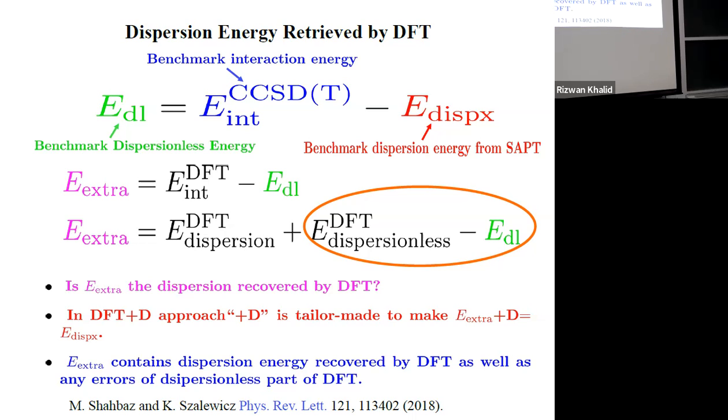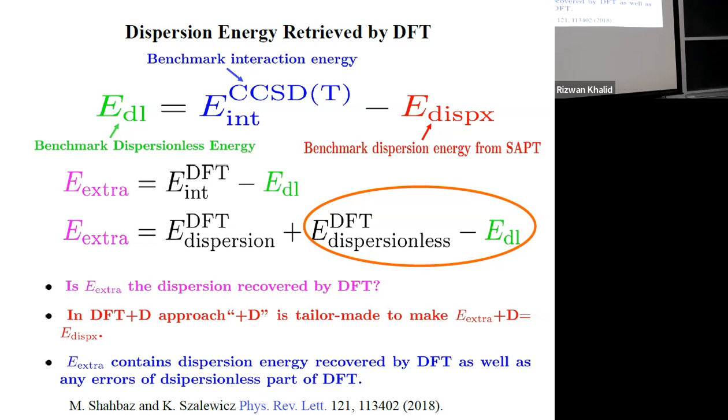So I have tried to explain it here. You split the DFT energy into a dispersion part and a dispersionless part. If you subtract the benchmark dispersionless energy from it, and the dispersionless part of DFT is the same as the dispersionless part from the rigorous, accurate theories, then this difference should go to 0. And E extra should represent the dispersion recovered by DFT methods.